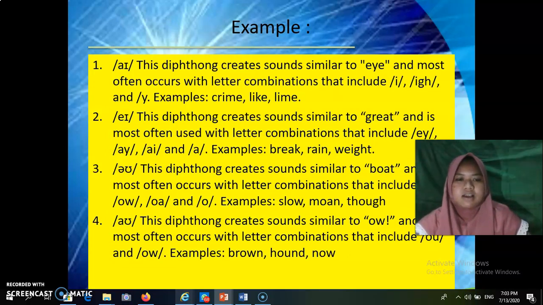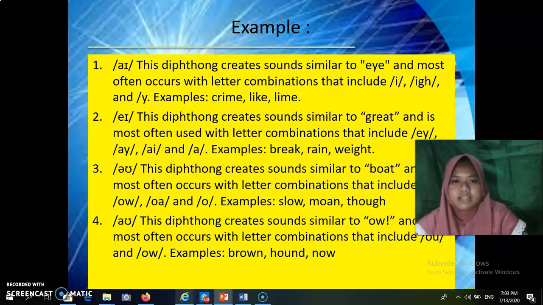Number 1. These diphthongs create sounds similar to I and most often occur with letter combinations that include I and Y. Examples: crime, like, lime. Number 2. These diphthongs create sounds similar to brake, and are most often used with letter combinations that include A, AI, AY, and EA. Examples: brick, rain, wait.